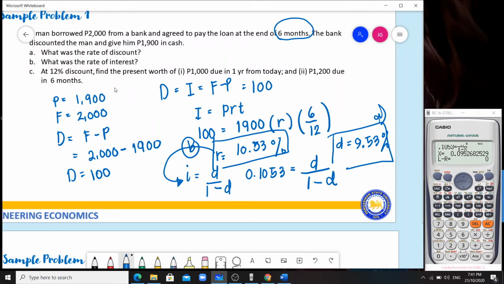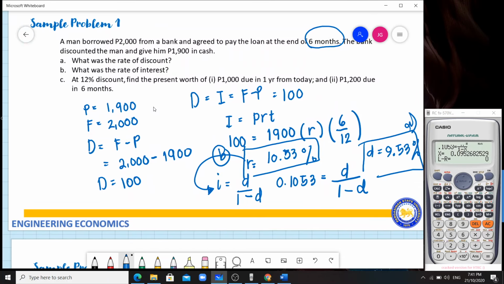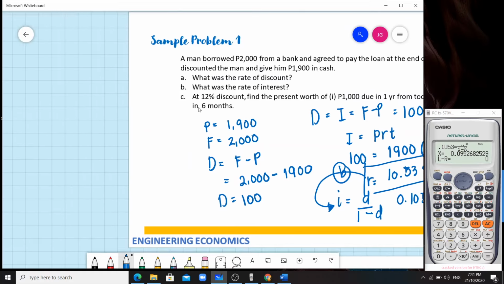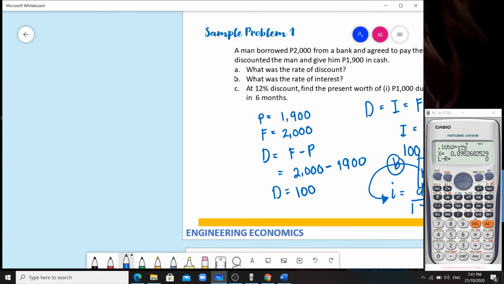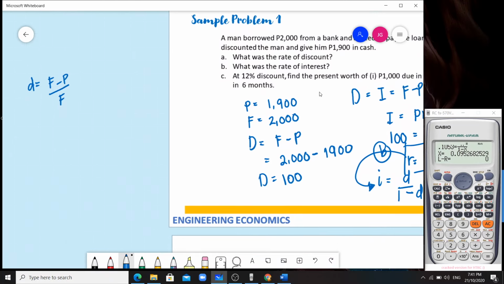So, sa letter C naman, at 12%, find the present worth of 1,000 due in 1 year from today. Okay, present worth ang hinahanap. And 1,200 due in 6 months. Okay. Sabi niya, at 12% discount. So, D is equals to F minus P over F, diba? Find the present worth of 1,000 due 1 year from today.